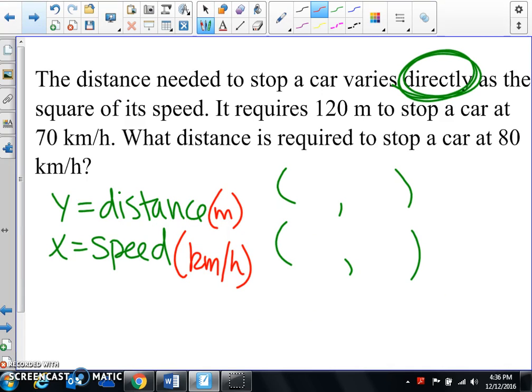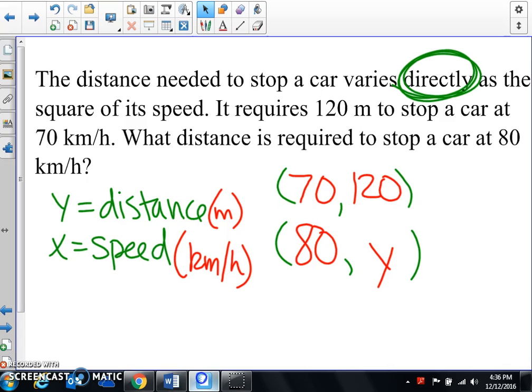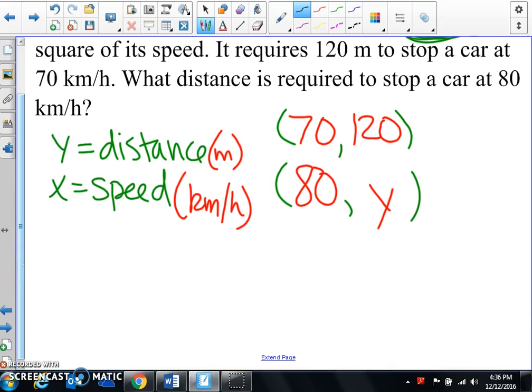So distance, the first it says 120 meters. Meters is distance, so that's Y. So that's my Y value for the first one. To stop a car at 70 kilometers per hour. What is the distance? So we don't know the distance that is required to stop a car at 80 kilometers per hour. 80 is your X.